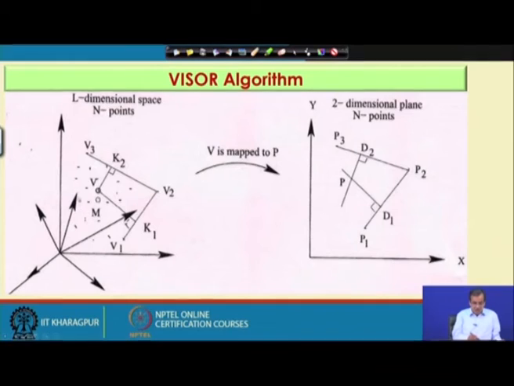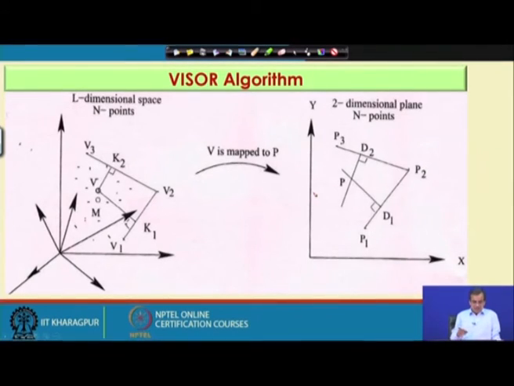Now, we have got, say, capital N number of data points, and as I mentioned, to represent a particular data point, I need capital L number of numerical values. Now, let us see how to do this mapping. Here I am just going to do the mapping from L dimension to the 2 dimension. That means I will have to find out capital N number of data points on the 2D plane. Let us see how to do it.